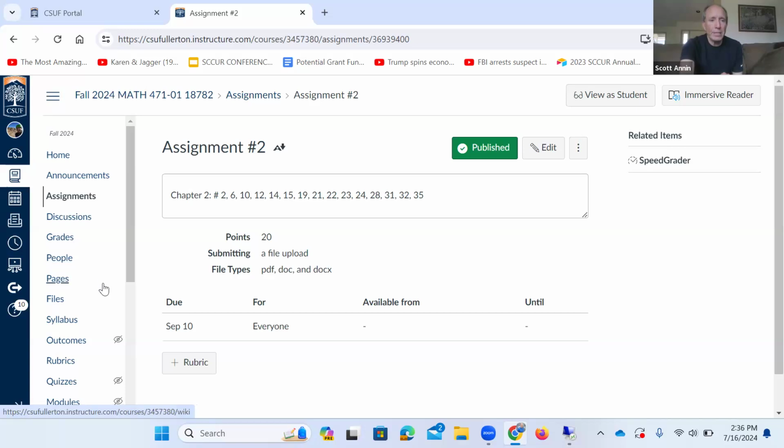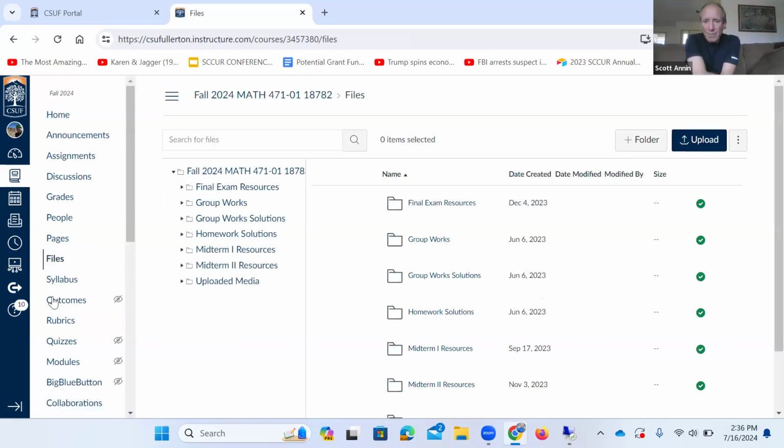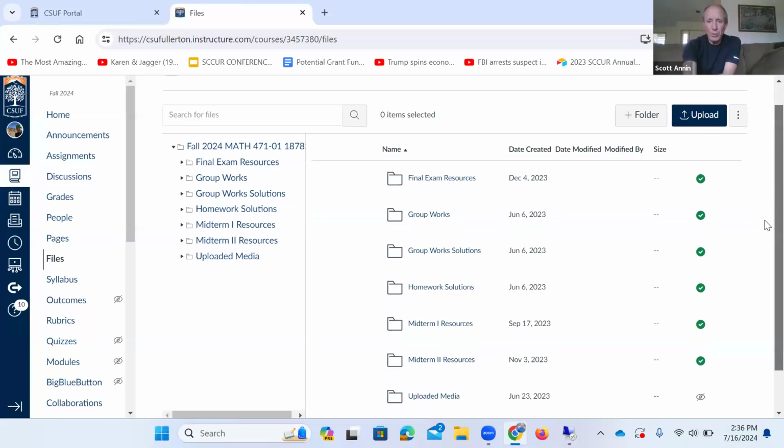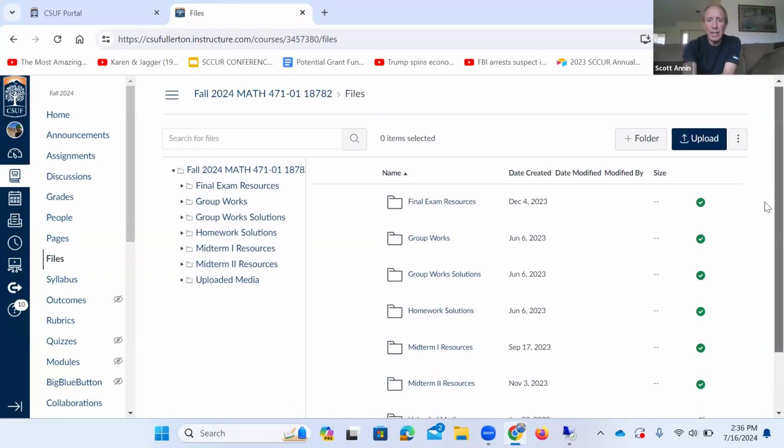And then of course you've got your grades here. But the main place that you're probably going to be spending your time on the Canvas page will be in the files section of the Canvas page. And that's because in here are a number of resources that I hope you will find helpful. First of all, I have folders for all of the exams, midterm 1, midterm 2, and final exam. These are resources folders.